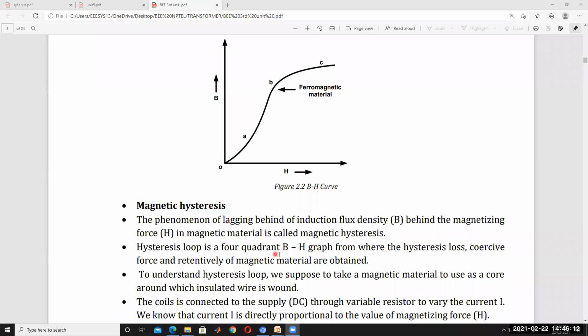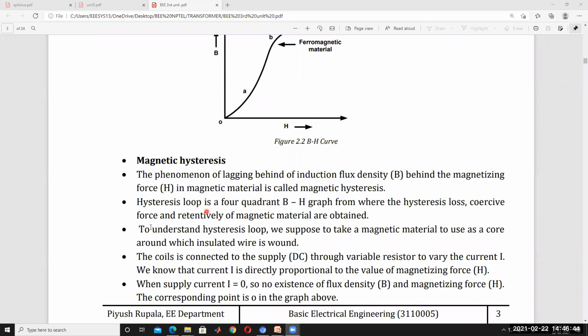The hysteresis loop is a 4-quadrant BH curve, from which the hysteresis loss, coercive force, and retentivity of magnetic materials are obtained. So you will get four quadrants: first, second, third, and fourth.